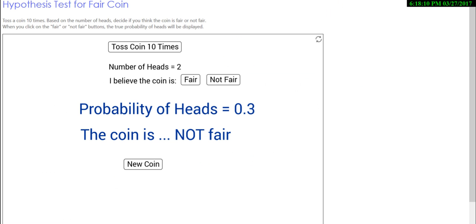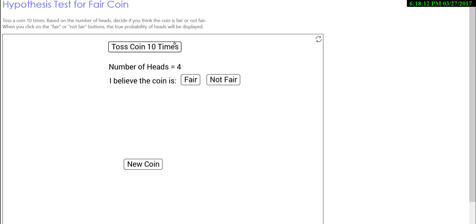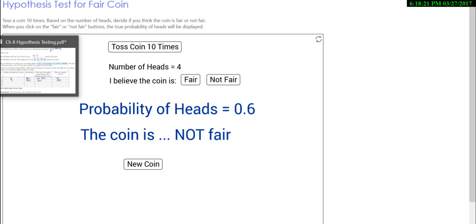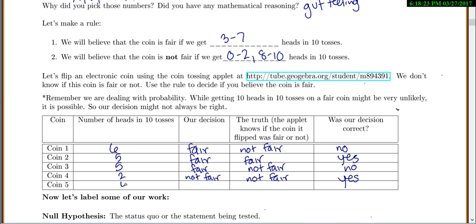And one more time. So we get 4. I would believe that it is fair. Oh, and the coin is not fair. We've gotten that 0.6 a lot of times tonight. That's unusual. So for 4, we thought it was fair, but it was not fair. And so we were incorrect.